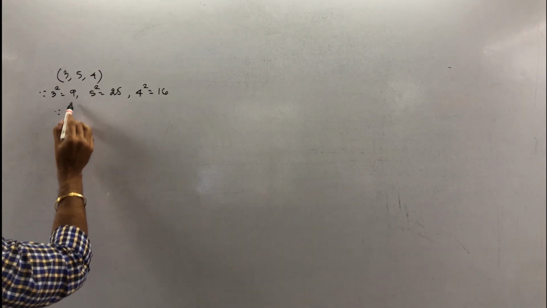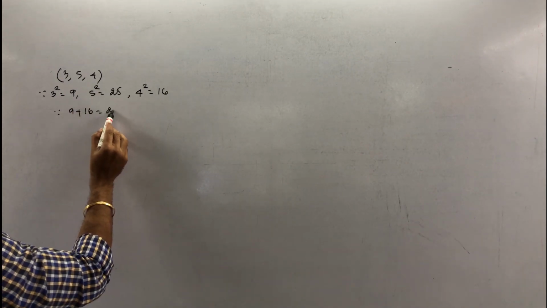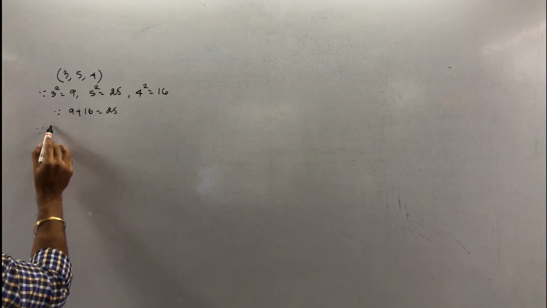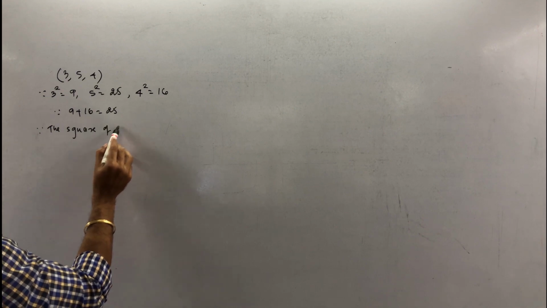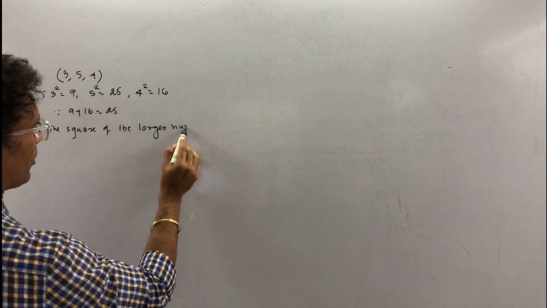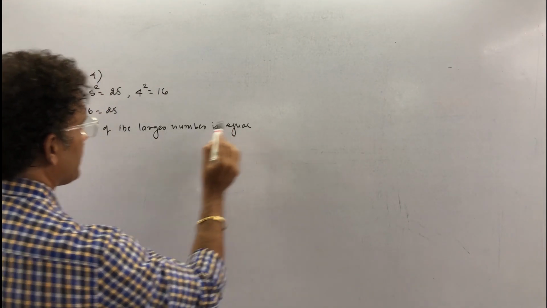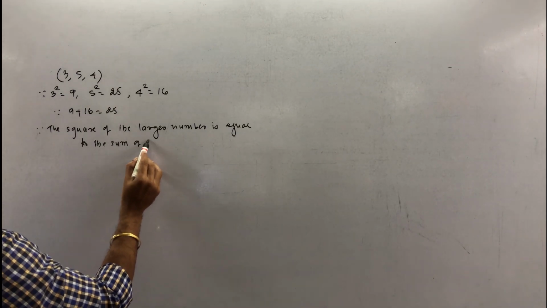Now we can say that since 9 plus 16 is equal to 25, ये मैच हो गया. And यहाँ पे लिखने का बच्चा लोग, that is the square of the larger number. ठीक है, the square of the larger number is equal to the sum of the squares.